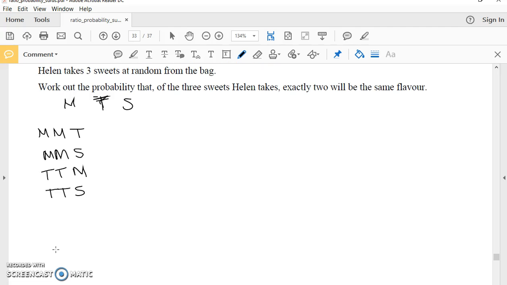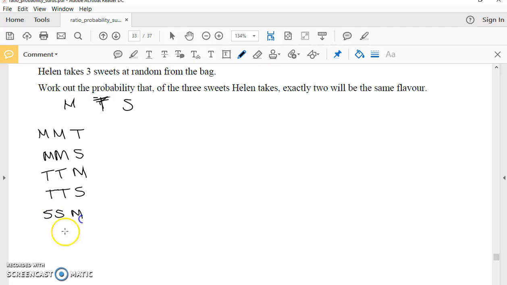Again, seeing what I'm doing here. And then I can have a sherbet and a mint, and a sherbet and a toffee. Okay, so now that I've figured out what those different ones are, I then need to figure out the probability of each one of those scenarios.